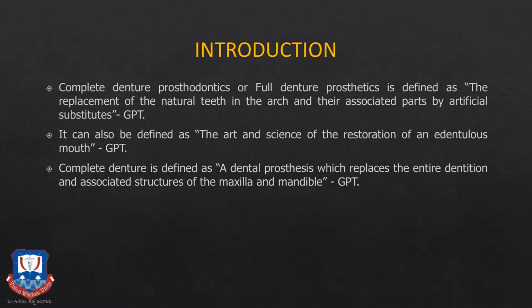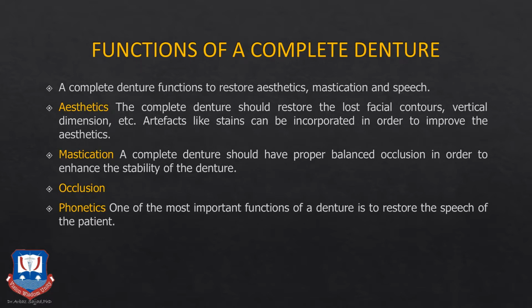According to GPT, that is the Glossary of Prosthodontic Terms, complete denture prosthodontics is defined as the replacement of natural teeth in the arch and their associated parts by artificial substitutes. It is also defined as the art and science of restoration of an edentulous mouth. And a complete denture is defined as a dental prosthesis which replaces the entire dentition and associated structures of the maxilla and mandible.